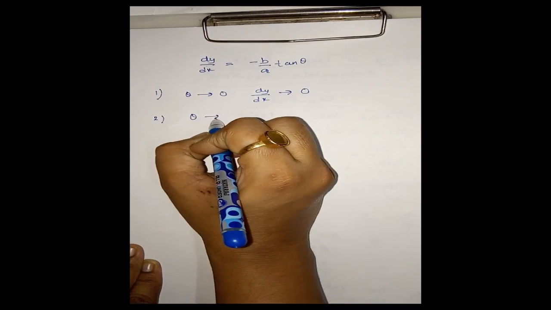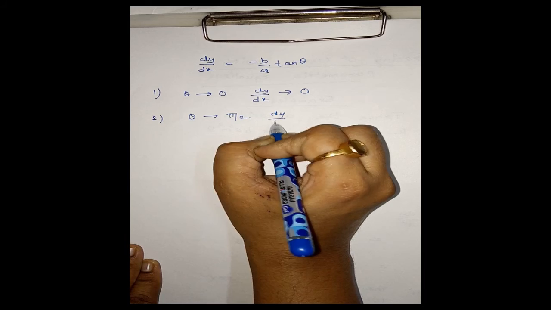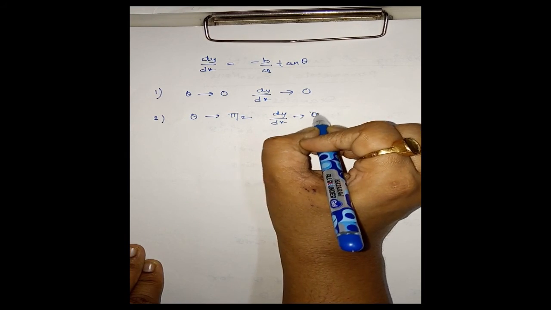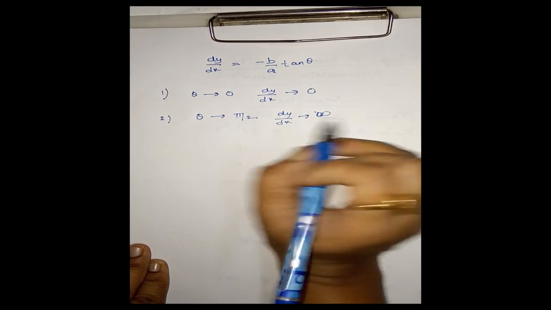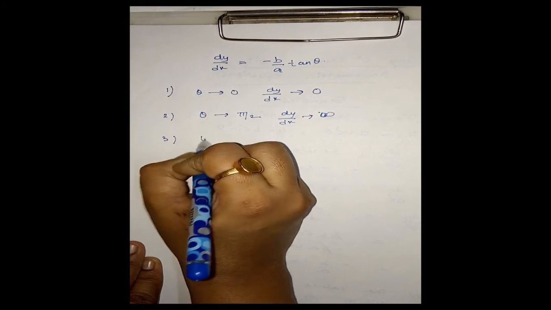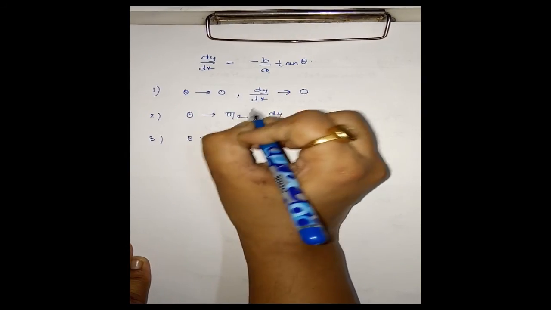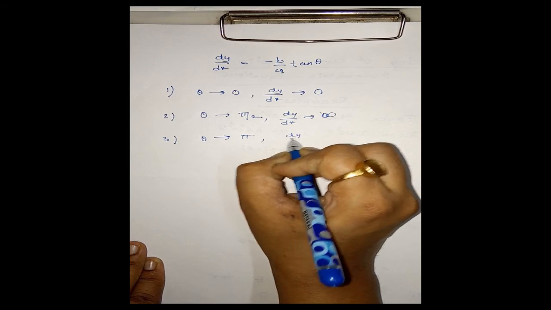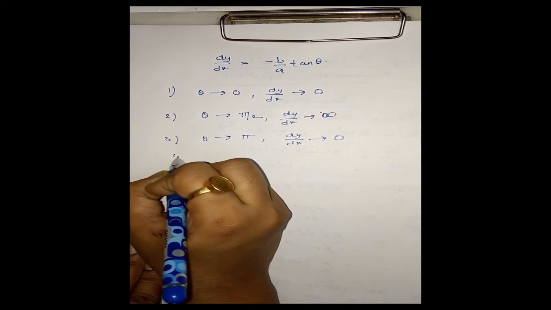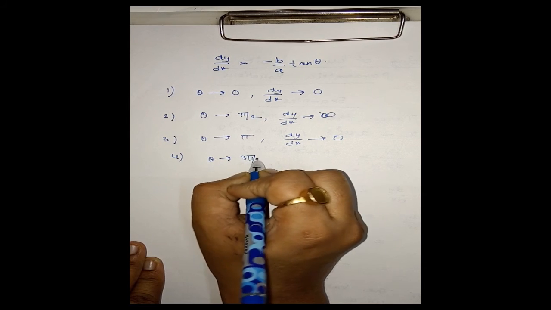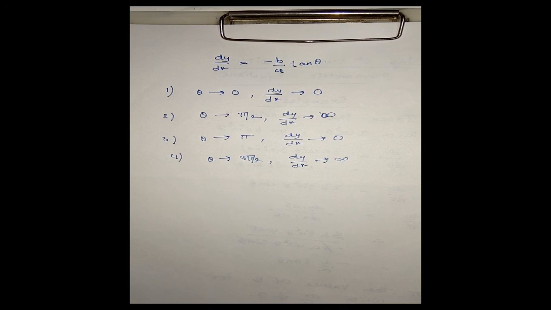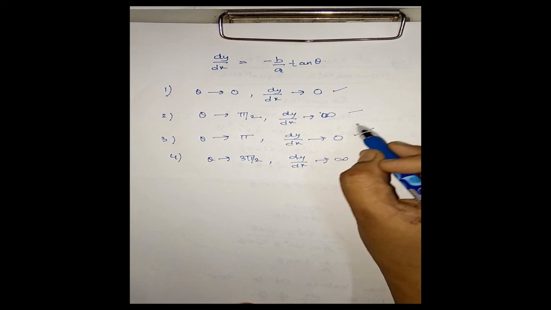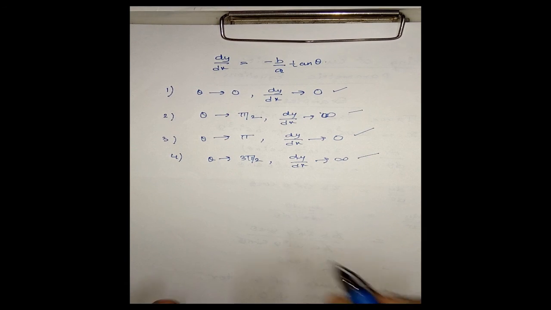Second, when theta tends to pi by 2, dy by dx tends to infinity, since tan is sin by cos, and cos pi by 2 is 0. That means dy by dx tends to infinity. When theta tends to pi, sin pi is 0, so dy by dx tends to 0. And when theta tends to 3 pi by 2, dy by dx tends to infinity as cos 3 pi by 2 is 0. That means at these two points tangents are parallel to the x-axis and at these two points tangents are parallel to the y-axis.